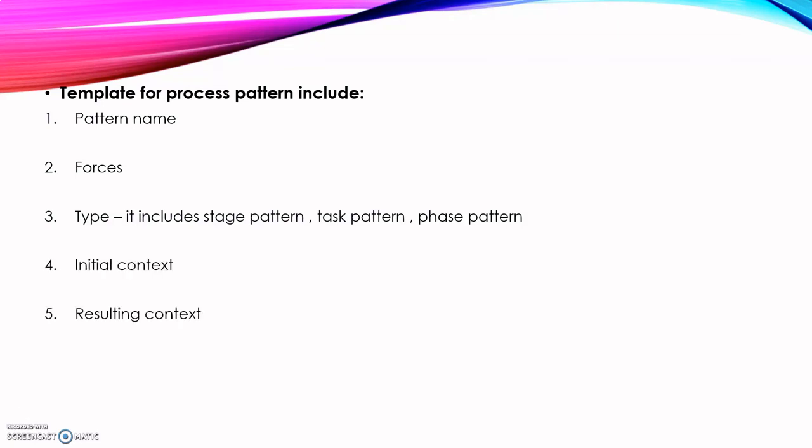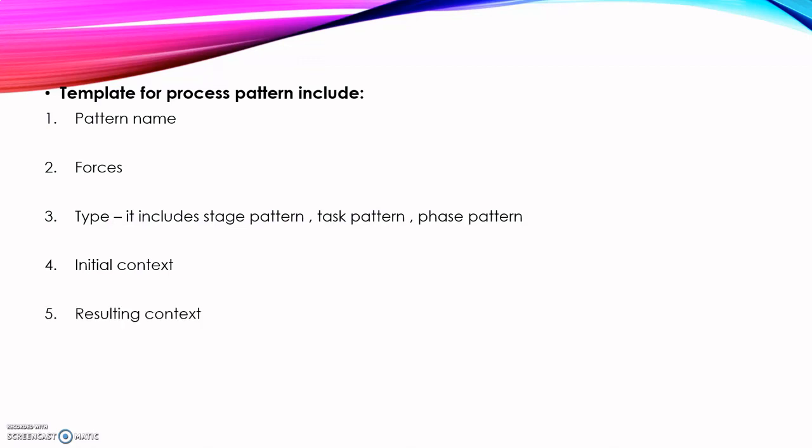So the next process pattern is initial context. Initial context describes the conditions under which the pattern applies. See how the context is being defined. For example, we can say that planning pattern requires customers and software engineers establishing a collaborative communication, right? Then a project scope, project constraint, etc. So we'll define the context, the first context in which the problem is being defined.